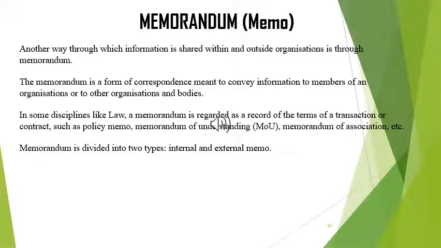So you can see that sometimes the memo is not just a document that is meant to convey any kind of information. It can be a record of a particular transaction or a contract. So when you have a contract between yourself and another person, and there is a lawyer involved, you may wish to draw up a memo, which is a record of that contract or transaction that has taken place. Or if you come to an understanding between two organizations, you'll find that lawyers are there to take care of the legal side of things. So the memo will be called an MOU or Memorandum of Understanding. Now there are two types, like we said, of memo, the internal memo and the external memo, and we shall see the difference between the two.